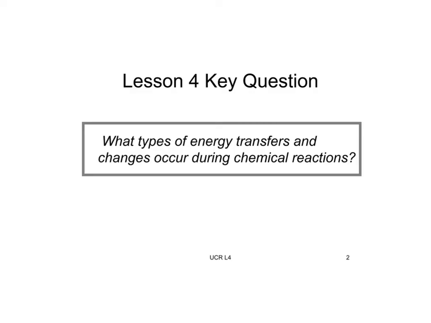The major question we want to be able to answer in lesson 4 is what types of energy transfers and changes occur during chemical reactions. Thinking about energy transfer, we are going to be revisiting the energy diagrams that we saw during our physical changes unit and thinking about systems and what's included in that system and what things are entering or leaving the system.